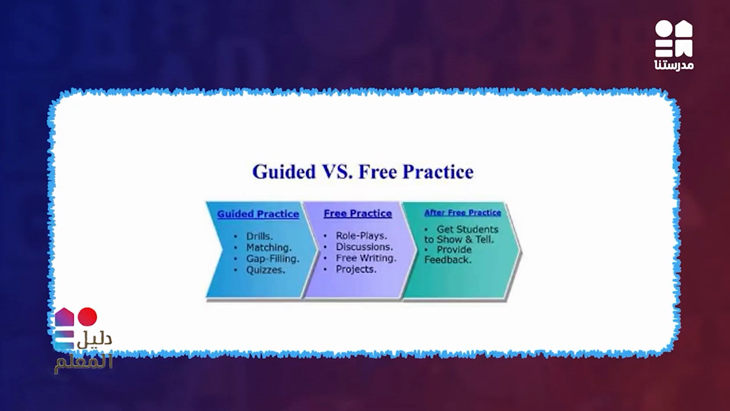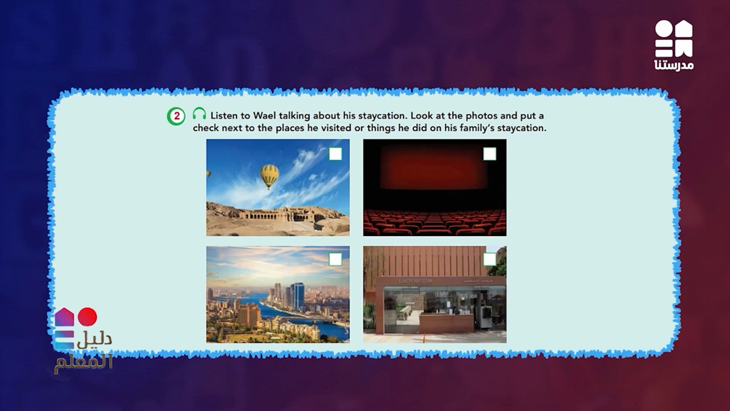Now, let's move to the guided practice stage. For exercise 2, students are to listen to a monologue about staycation in order to identify the places Wael visited on his family's staycation. Before students listen, ask them to look at the photos and say what they can see in each one.